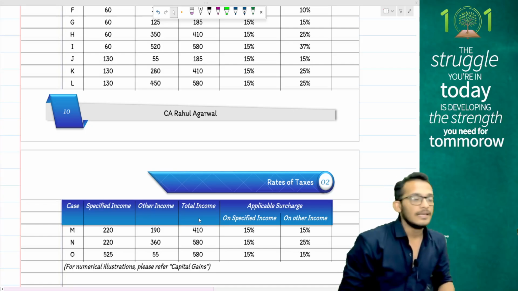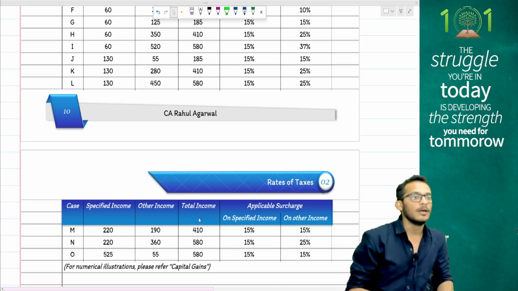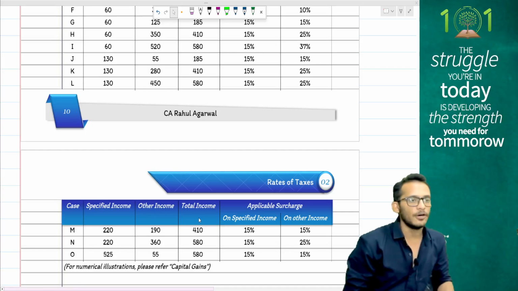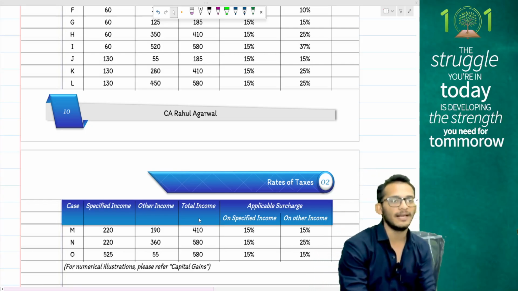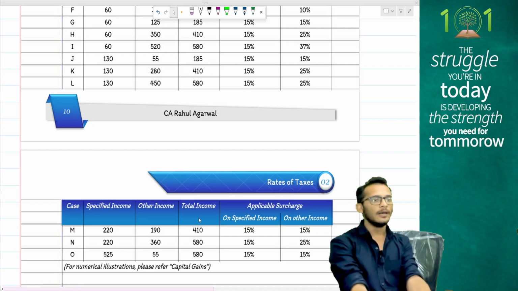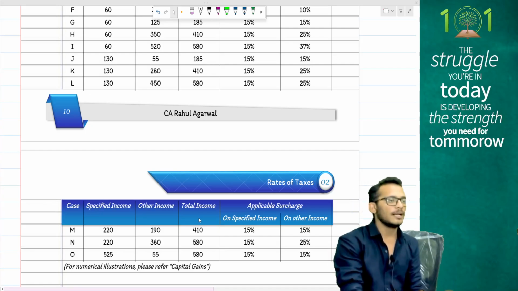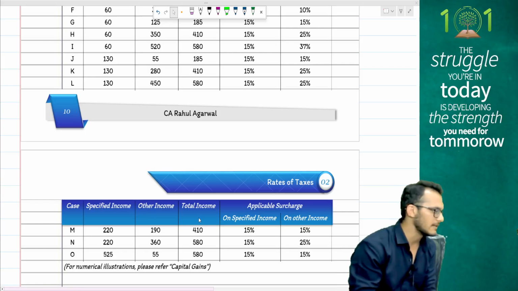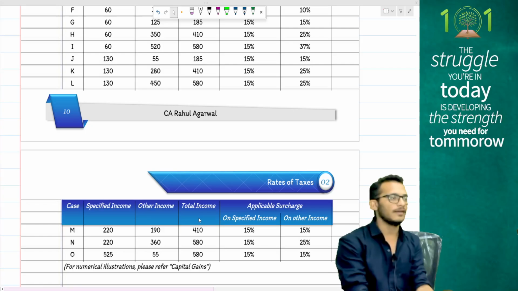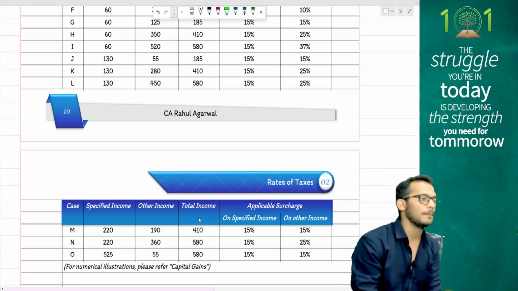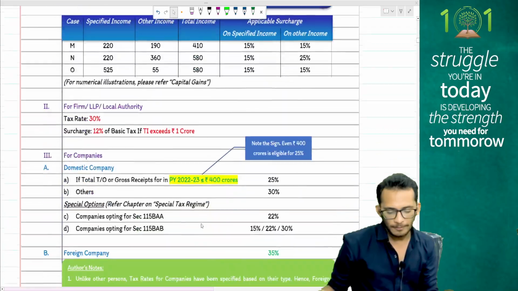This same concept is there for marginal rebate, only for the default tax regime. If your income is somewhere around 7,26,000, you will be eligible for a marginal rebate only under the default tax regime, you cannot claim it under the alternate tax regime. This is what the rules are when it comes to the default tax regime. Clear? Yes.